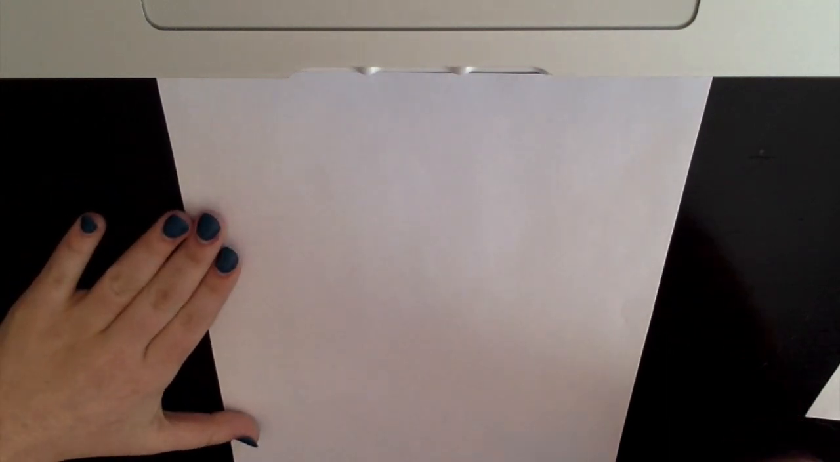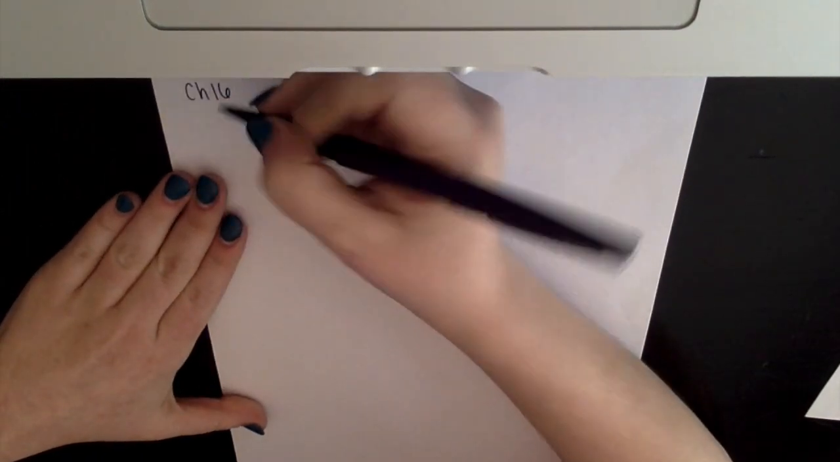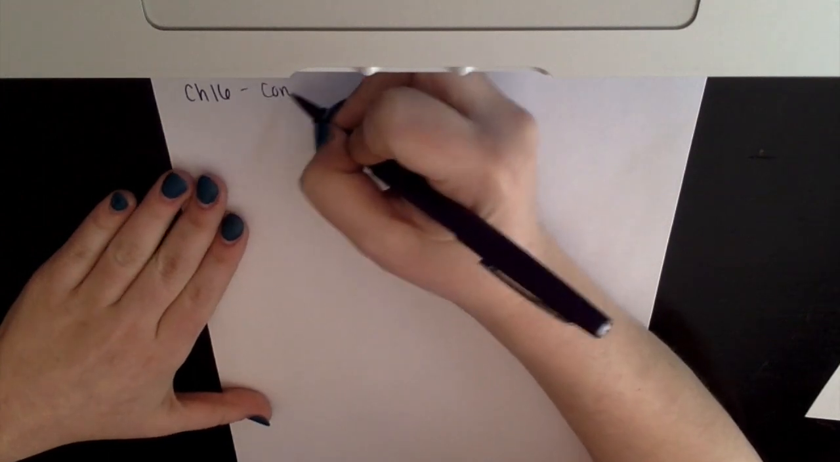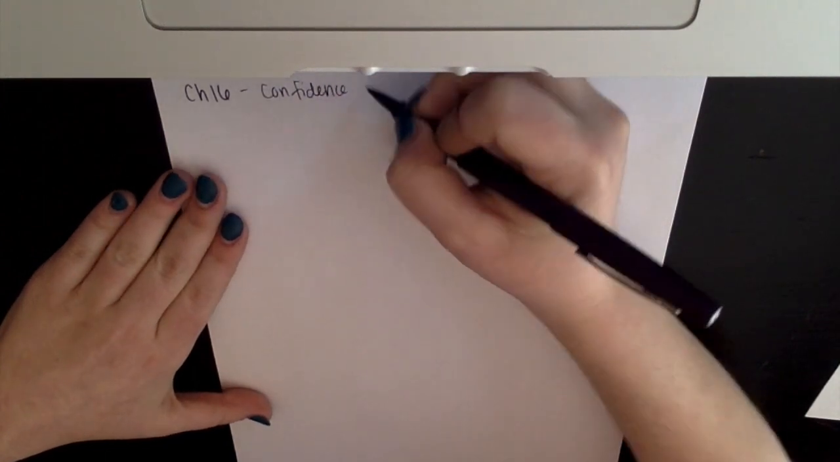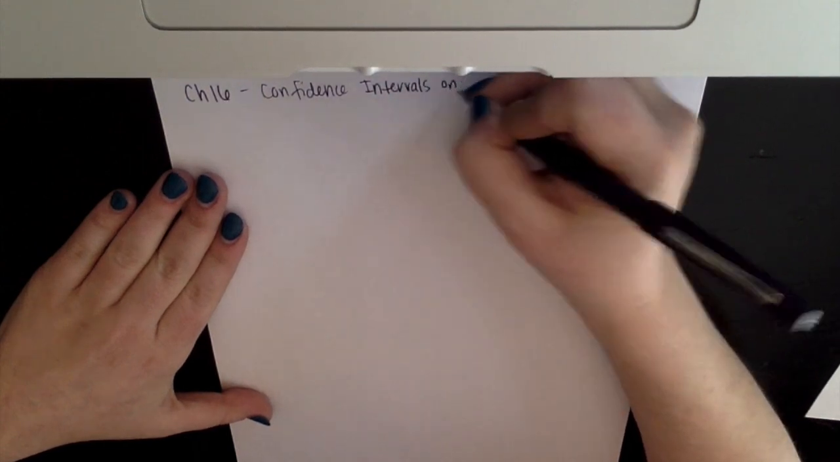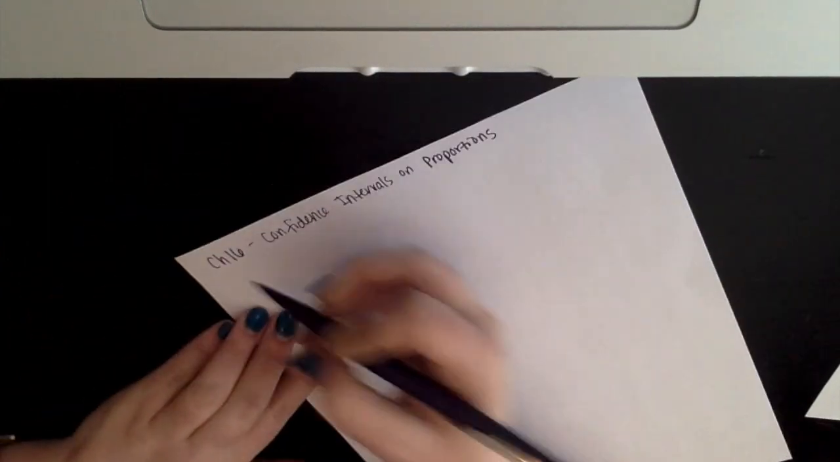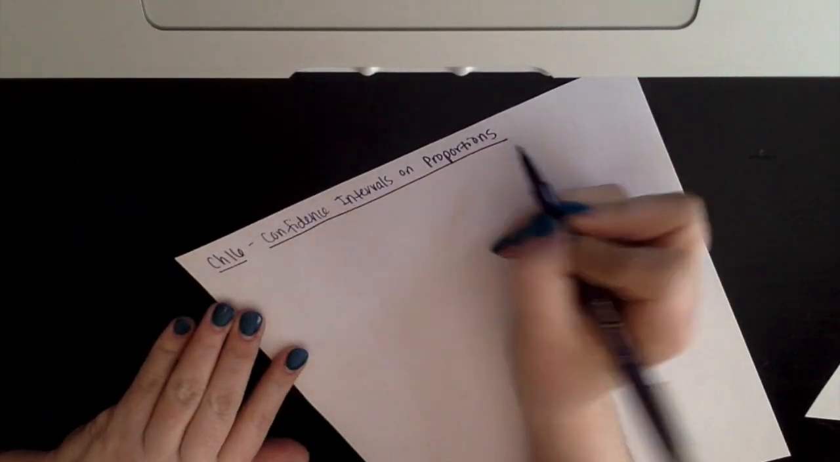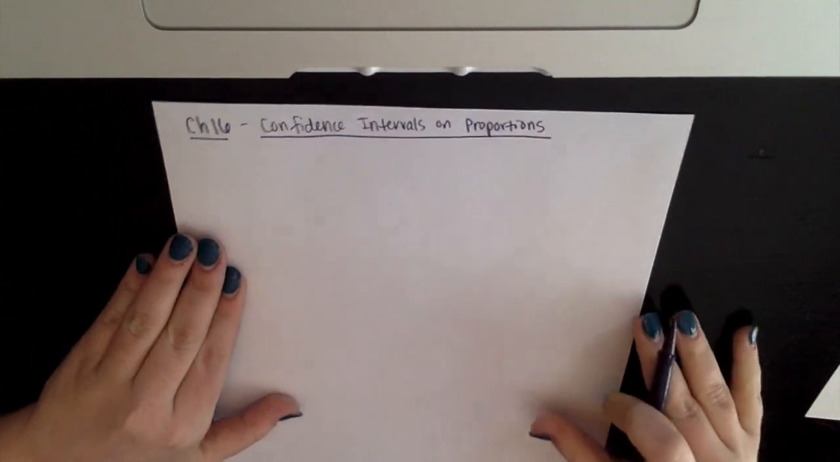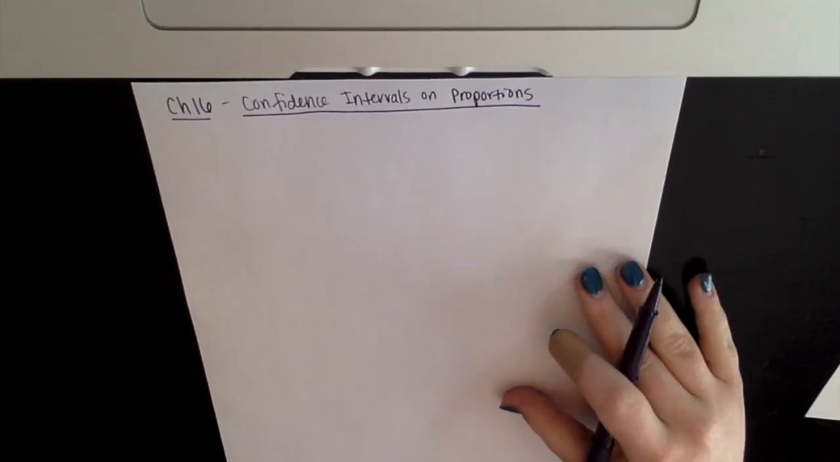Hey everybody, I'm going to do a reasonably quick chapter 16 recap, okay? So, chapter 16 was confidence intervals on proportions. Let me go ahead and underline that for all of us, and I'm going to do a little summary just on this page of everything that we learned in chapter 16.